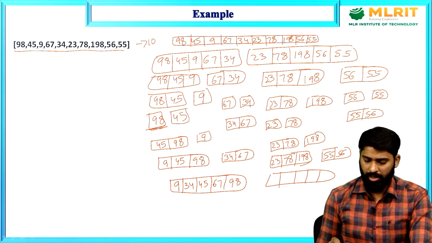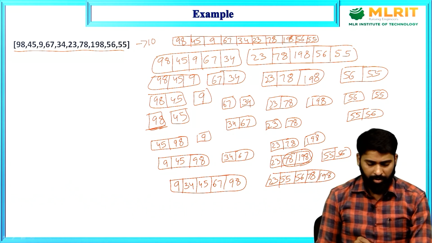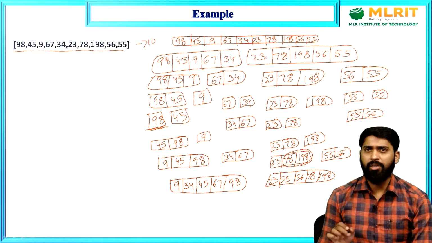So 23 is less than 55. So 23 here. 78, 55. 55 is smaller. 78, 56. 56 is smaller. We reach end of the array here. So the remaining elements 78, 198 are appended here. Okay. So these are the 5 numbers at left side. These are the 5 numbers at right side, in sorted order.